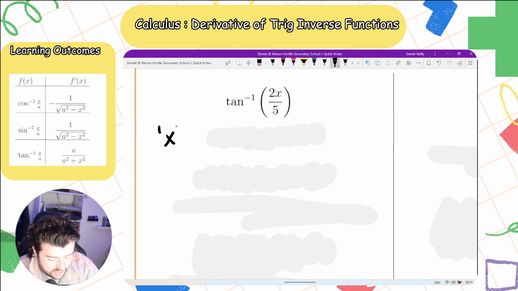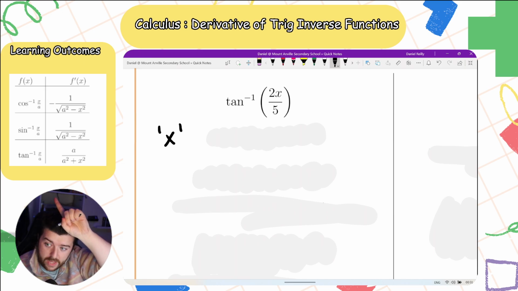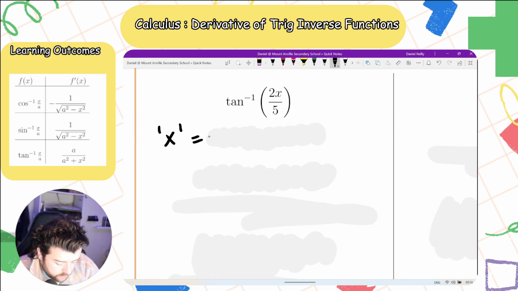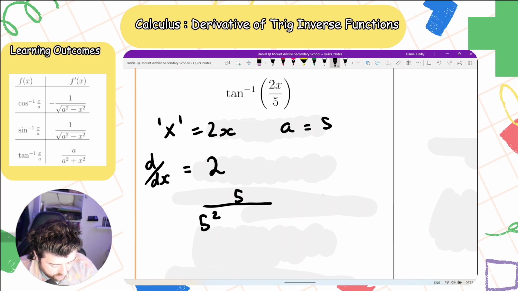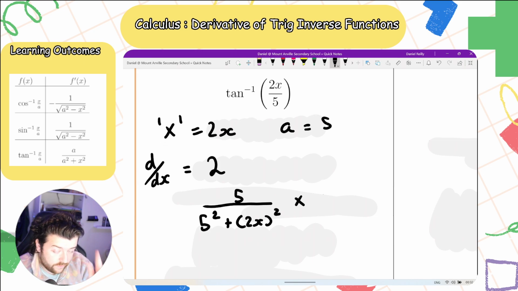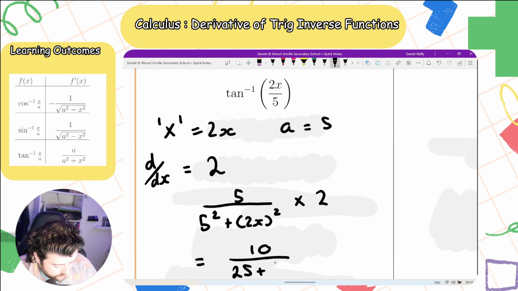So the x, in quotation marks, of my formula up here is going to be equal to 2x, and then the a is going to be 5. The derivative of x is going to be equal to 2. Okay, so that's good information. Let's put it in. That is going to be equal to a, 5, over 5 squared plus x squared. And then I have to multiply by the derivative of my numerator, which is 2. So my final answer is 10 over 25 plus x squared. And that is the derivative of tan inverse 2x over 5.